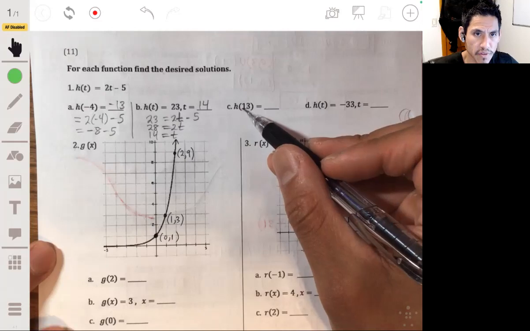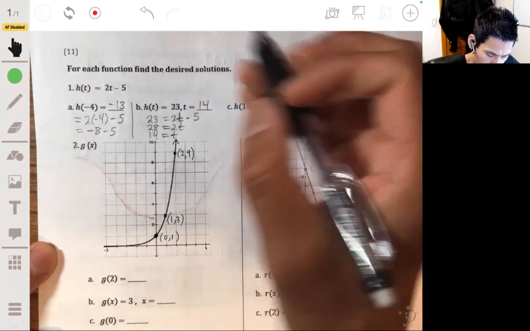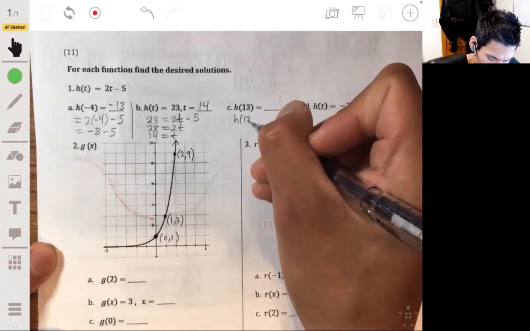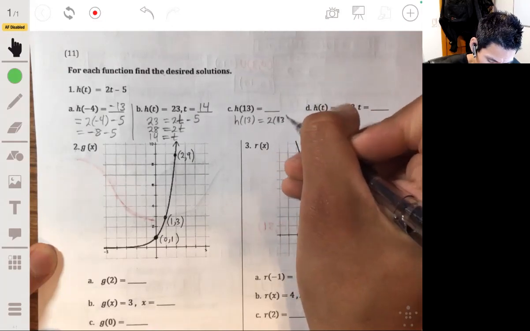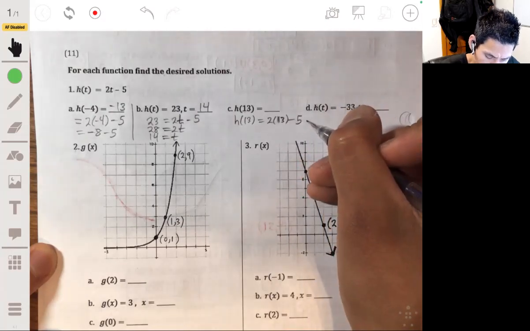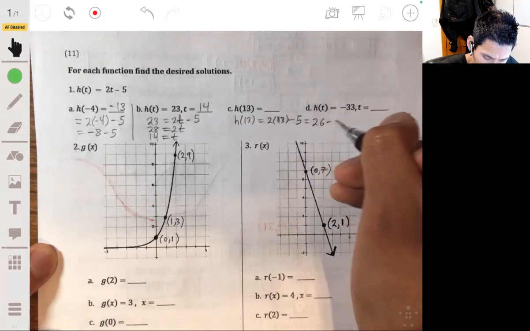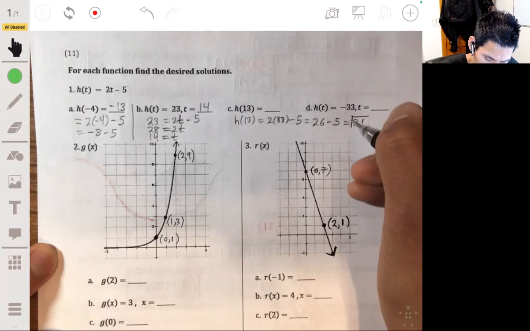For C, h of 13. All we do is plug 13 into here. So h of 13 equals 2 times 13 minus 5, which is just 26 minus 5, which is just 21.